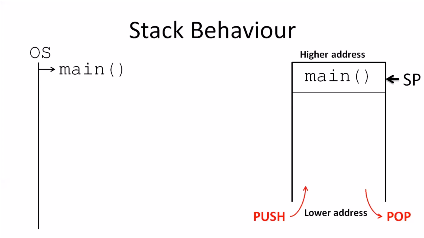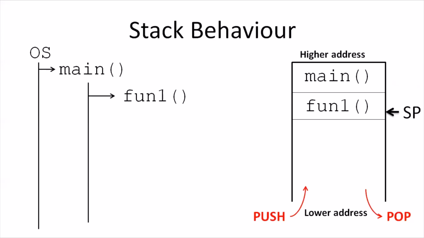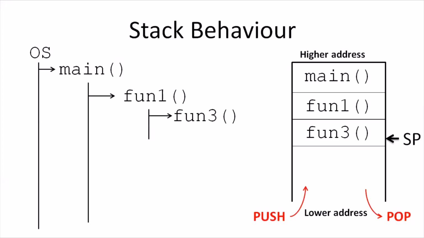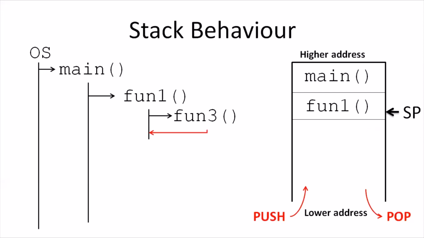As the main calls the function fun1, a frame corresponding to fun1 gets created and pushed into the stack. The stack pointer now points to the frame of fun1. As the function fun1 calls the function fun3, a frame corresponding to fun3 is created and pushed into the stack. The stack pointer now points to fun3. Note that as the functions are getting called, the value of the stack pointer is decreasing as it is growing towards the lower address. Now when fun3 completes execution, its frame is popped from the stack and the stack pointer goes back to pointing to fun1's frame.